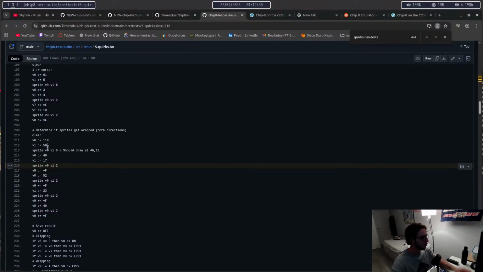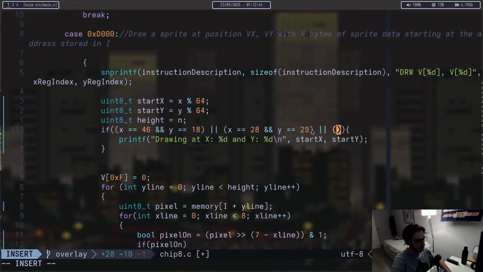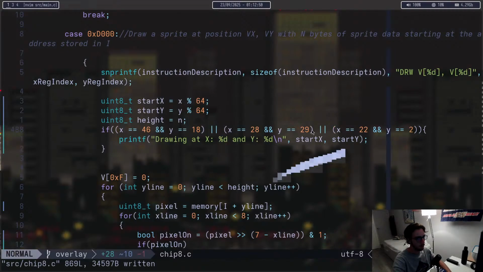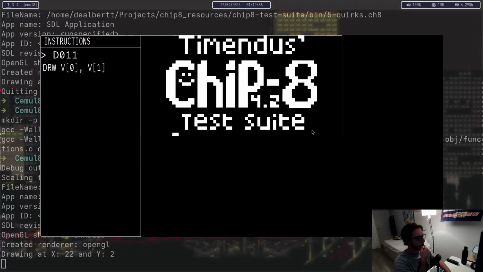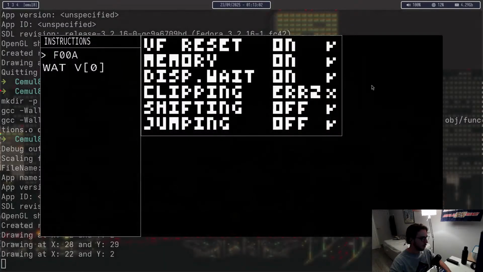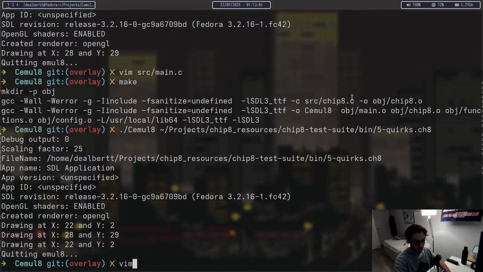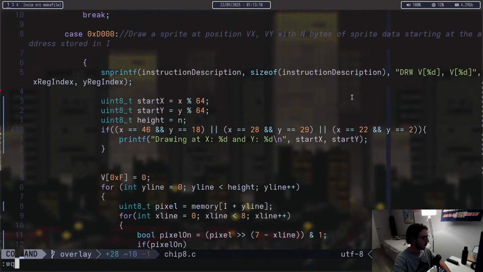So are you just ignoring this one, or are you just not clipping correctly? 46 and 18. 22 and 2. Alright, well I guess I could keep going like this, or x equals 22 and y equals 2. Yep, 22 and 2. Alright. Which one was the other one? 34 and 10. This is not what I want. What the fuck?